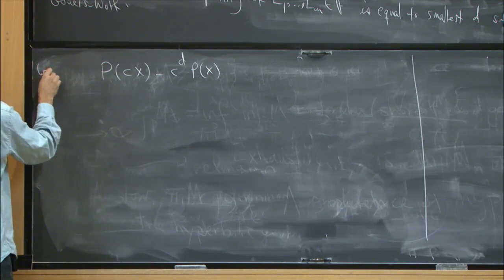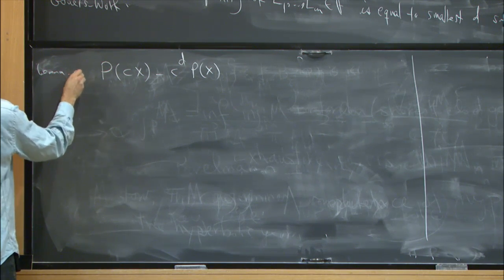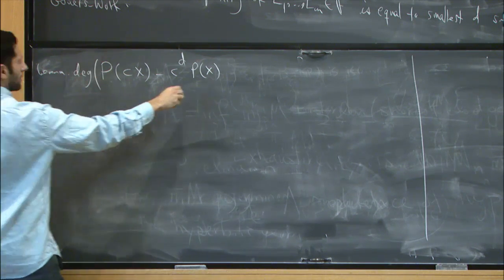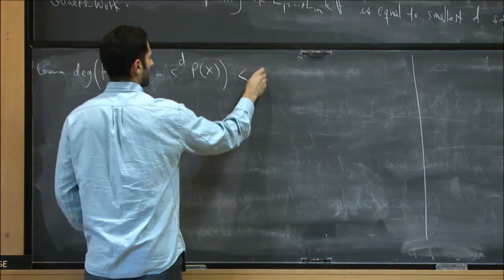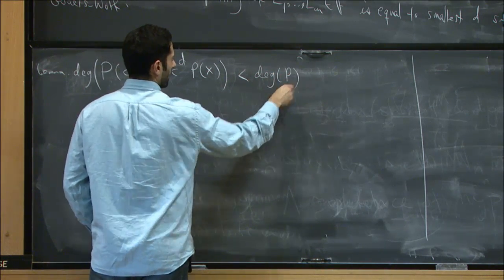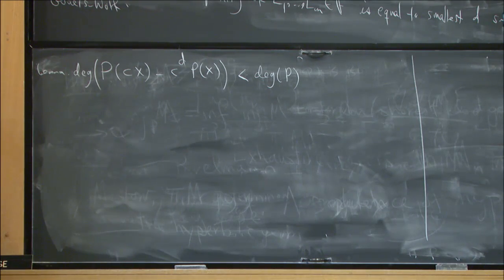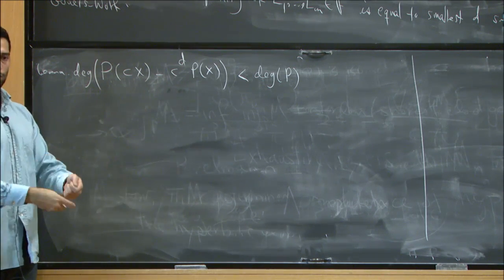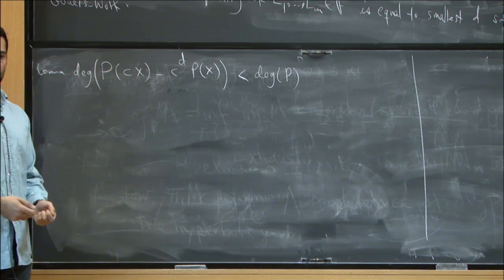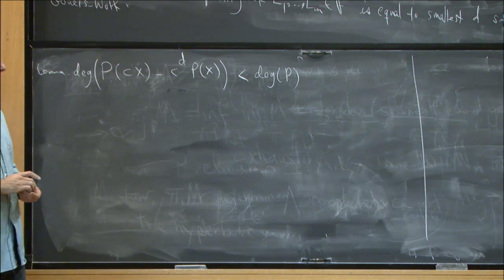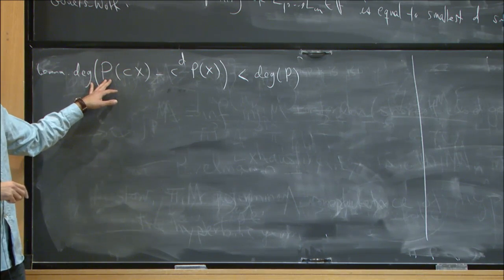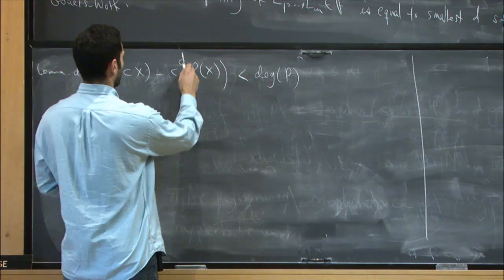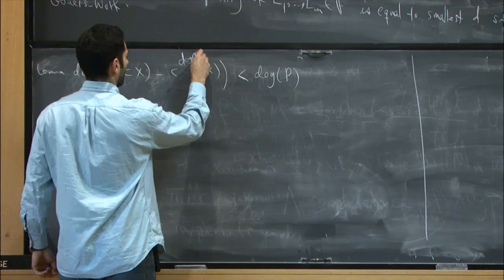Lemma: the degree of such a thing is always strictly less than the degree of p. So they don't have a very nice structure, but at least they have this. And you can use this to do an inductive argument. This is for any non-classical degree d polynomial, so the degree of p.